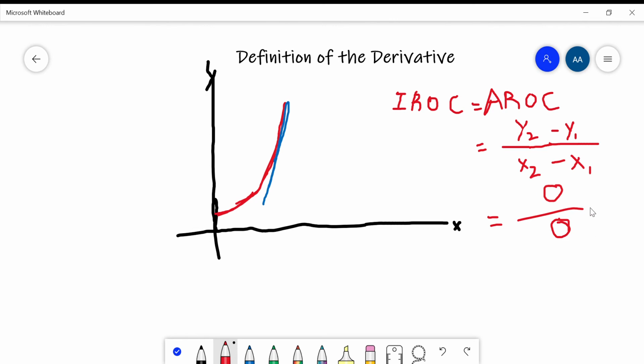So you get 0 over 0, and whenever you get 0 over 0, you should be wary. Like if it came out as 1 over 0, then you might have a bit of a problem. But if you have 0 over 0, that means there's something you can do. Now, what's that something you can do? You can use a limit.